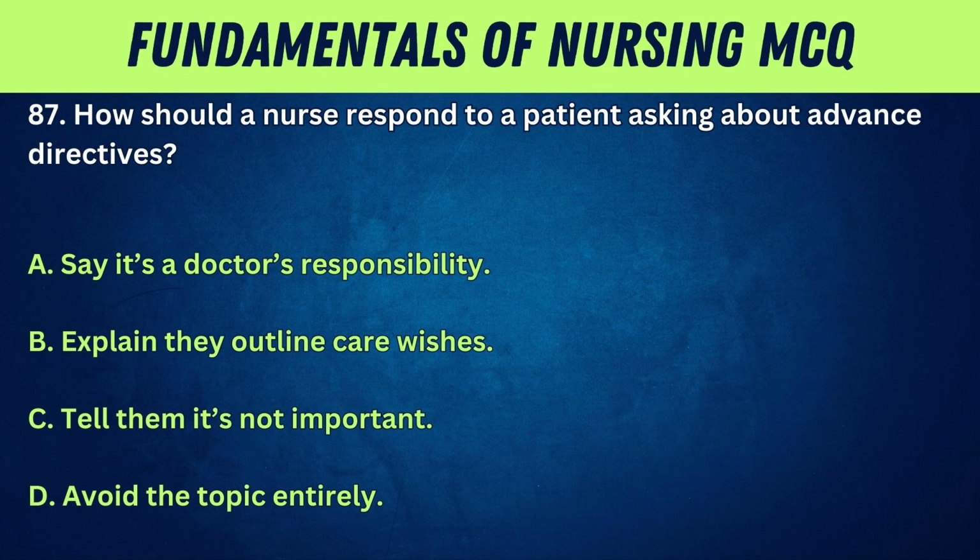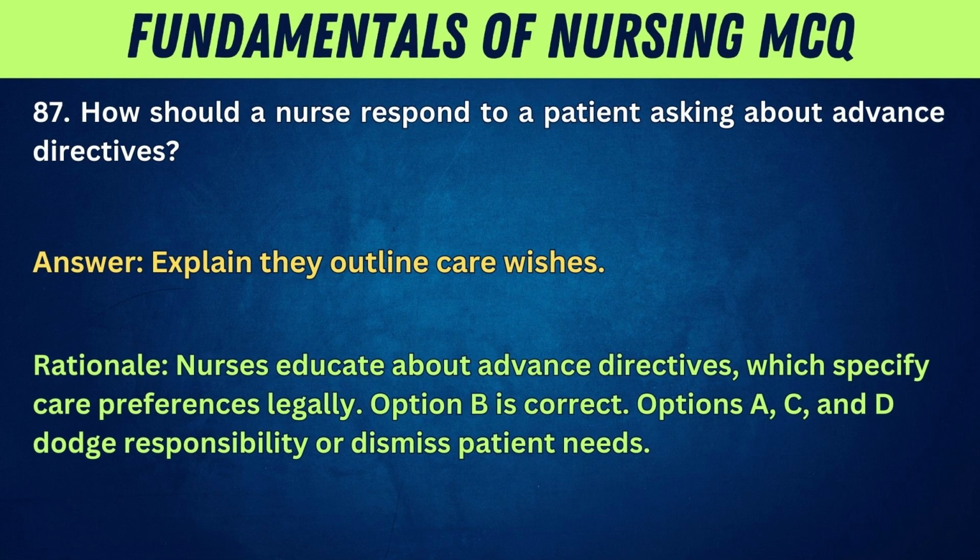87. How should a nurse respond to a patient asking about advance directives? A. Say it's a doctor's responsibility. B. Explain they outline care wishes. C. Tell them it's not important. D. Avoid the topic entirely. Answer: explain they outline care wishes.